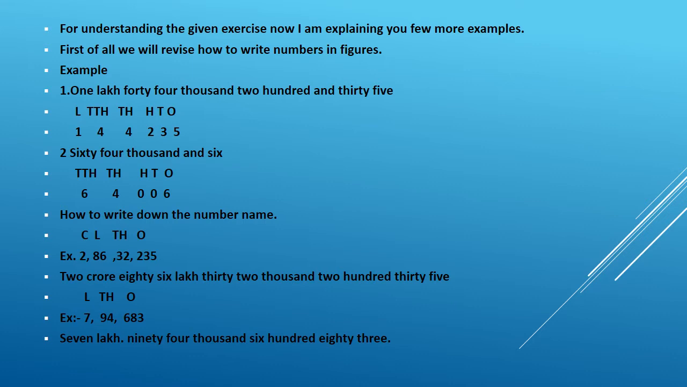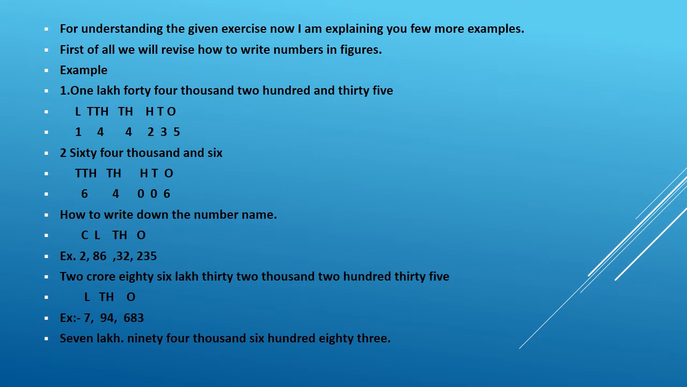Next example is 64,006. For writing this, again we have to write down the place value: ones, tens, 100, 1,000, 10,000. 64,000 you have to write under the 1,000 period. 6 is a single digit number, that's why it will come under ones. No number is given for 100 and tens place, that's why we will write 0 on 100 place and tens place.